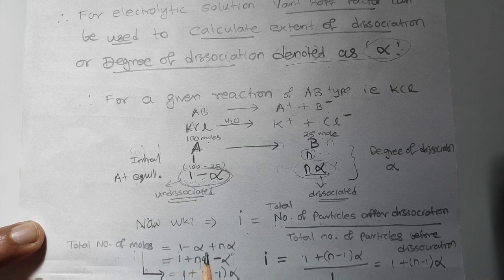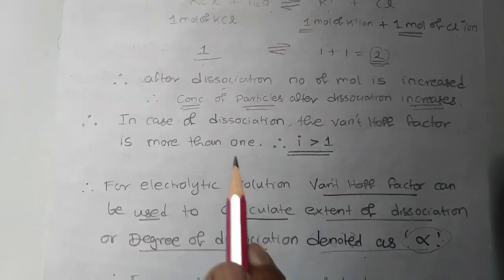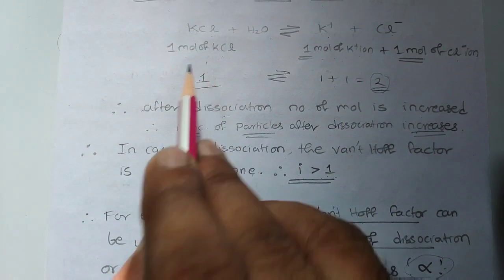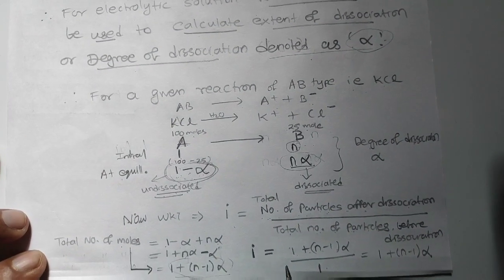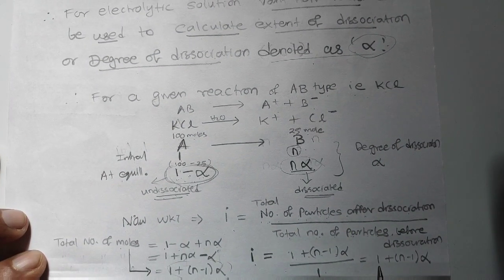Total number of moles is equal to 1 minus alpha plus n alpha. So if you correlate this, you will get this formula. So this part I will put in this formula, that is i is equal to total number of particles after dissociation upon total number of particles before dissociation. So how much was it before dissociation? It was 1, right? So you correlate this. So i will be equal to 1 plus n minus alpha.